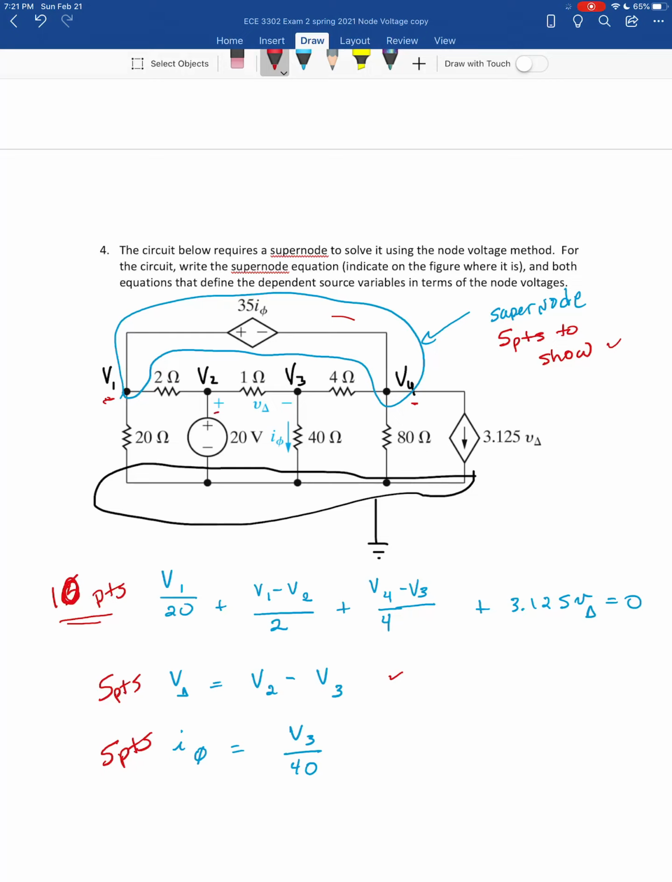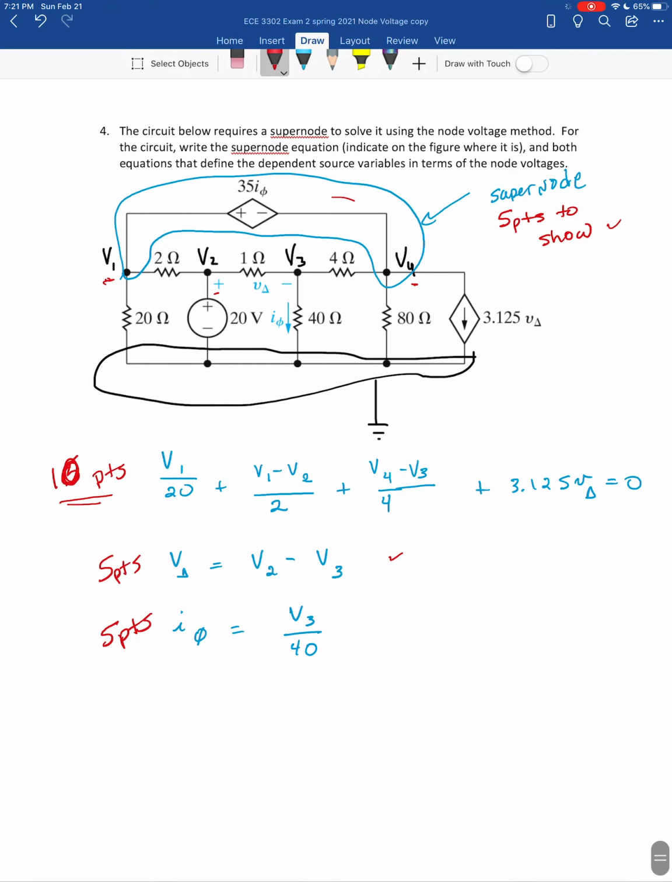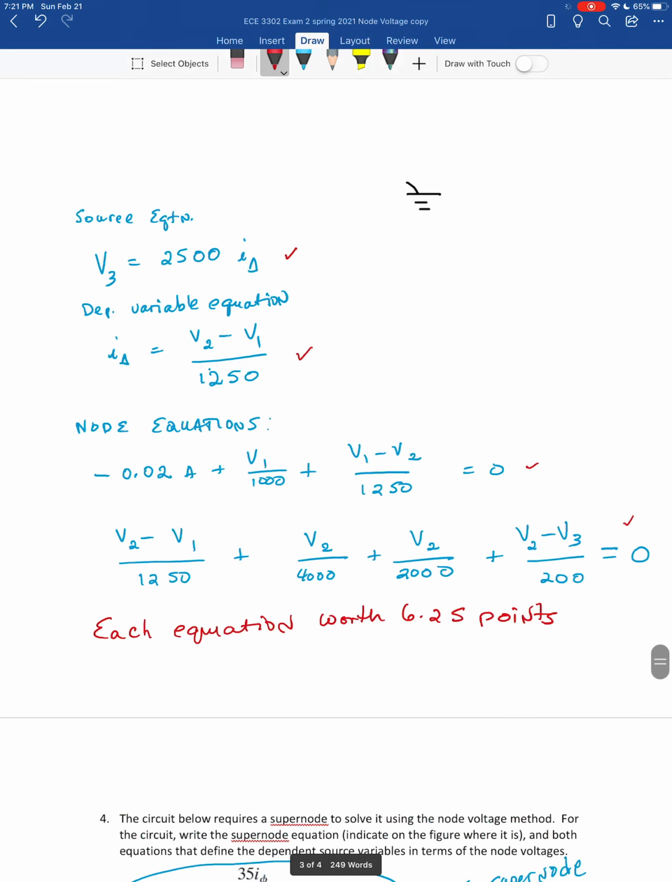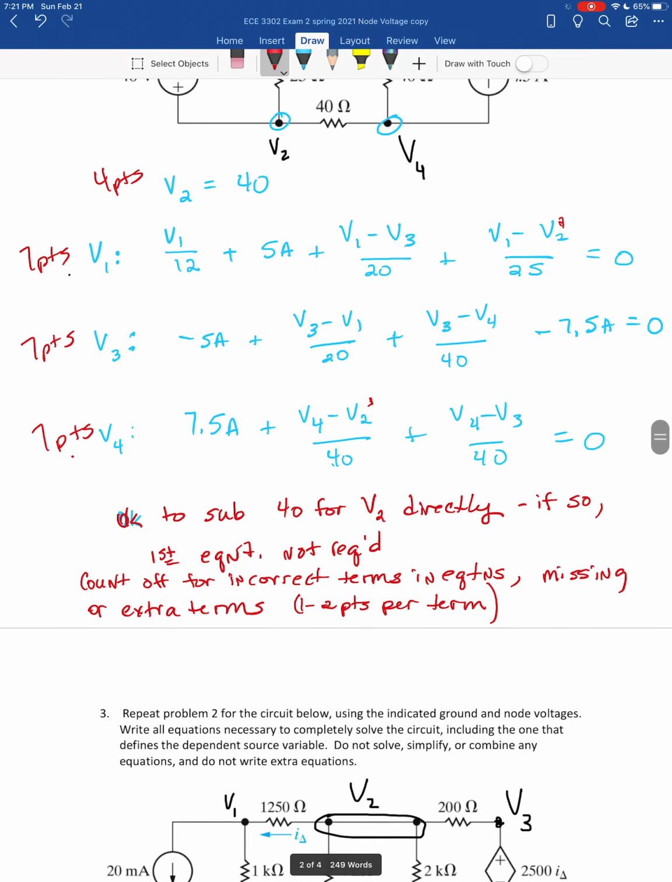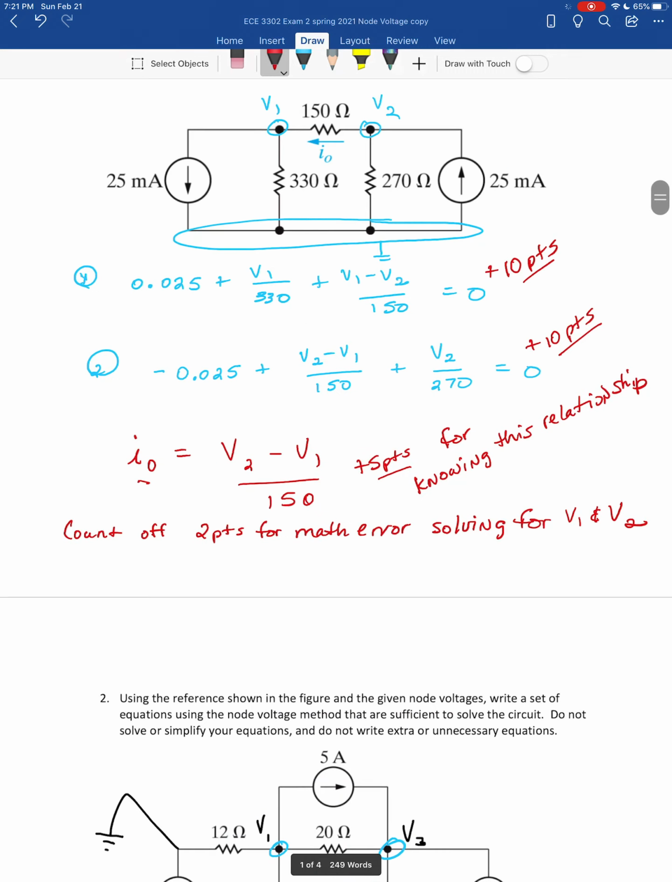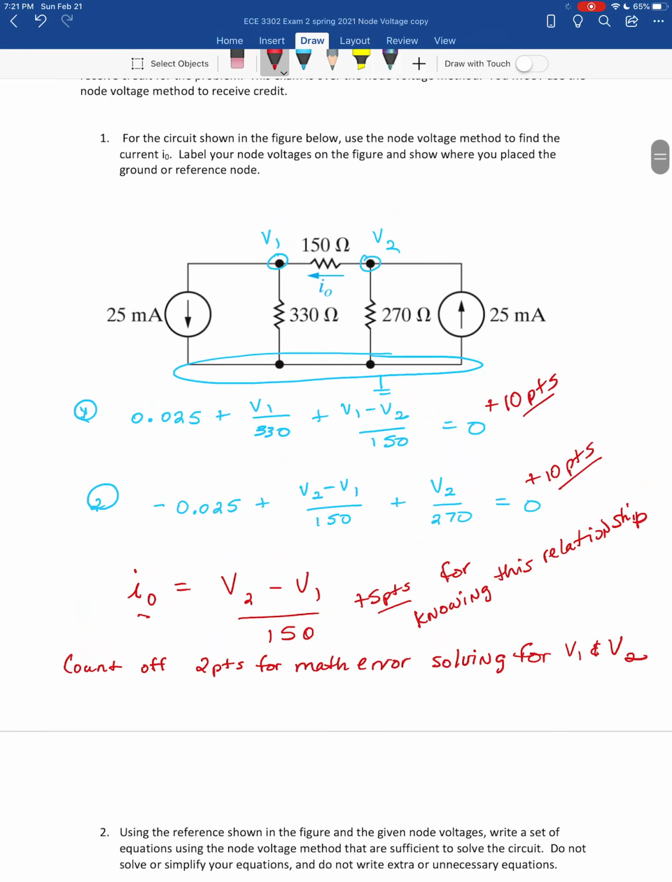And then I phi is the current that goes through the 40 ohm resistor. So the voltage across that 40 ohm resistor in terms of the node voltages is V3. So I phi is V3 over 40. Okay, so that was it. Test should have taken you maybe 10-15 minutes to do at the outside. The only thing you actually had to solve for was up here in equation 1. You did have to solve these 2 equations for 2 unknowns.